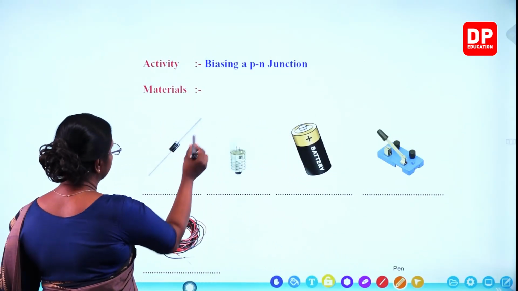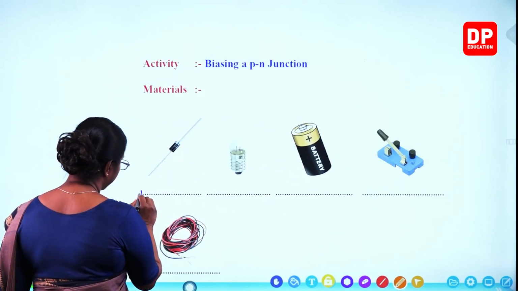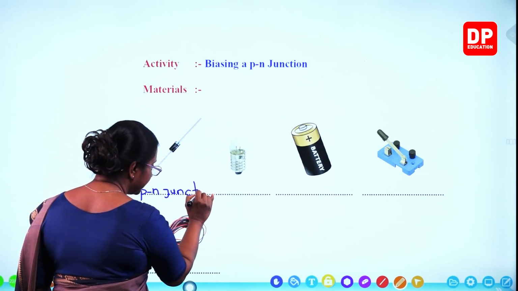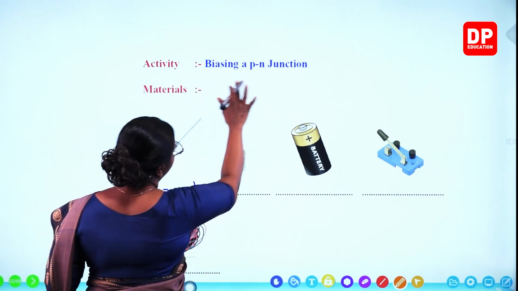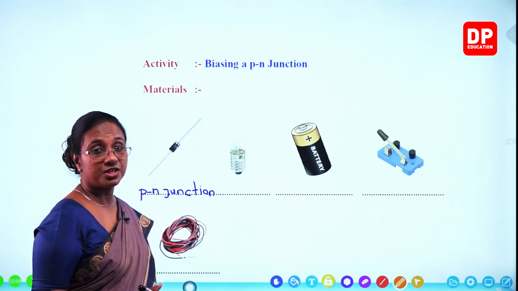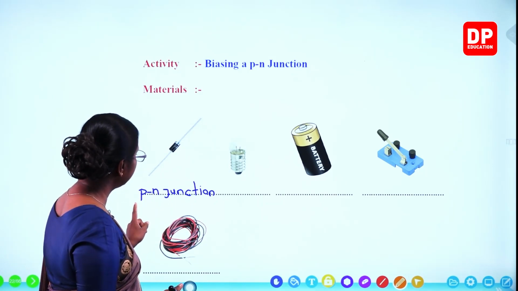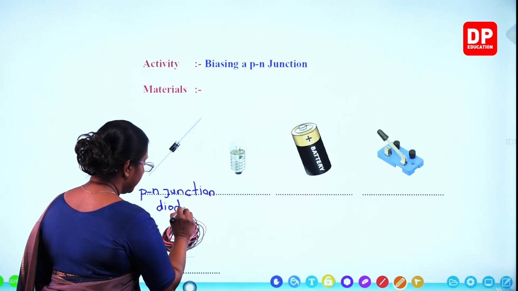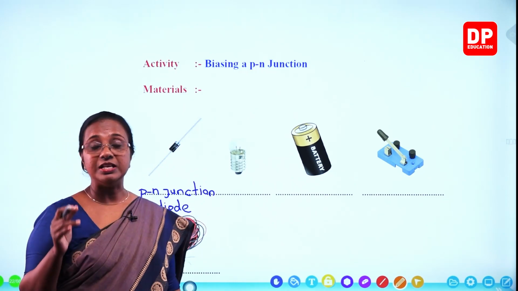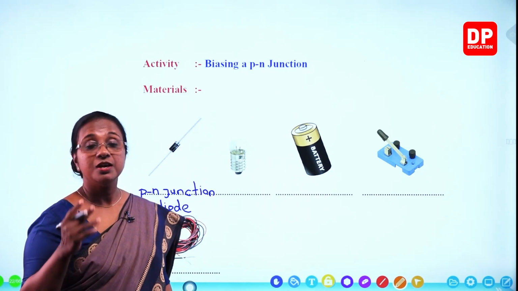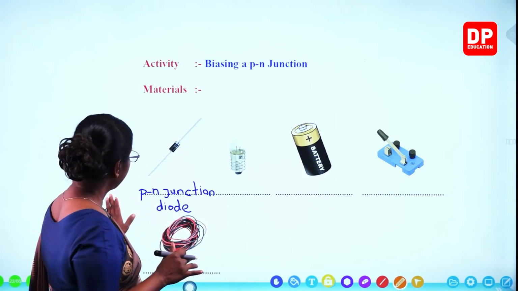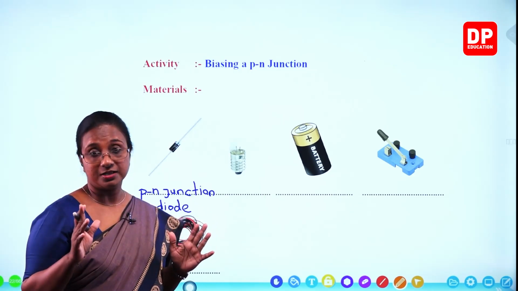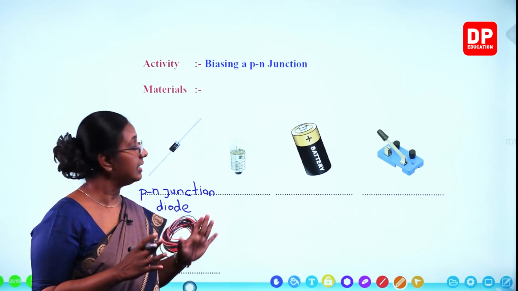So, here we need a PN junction diode. We need the PN junction because we are trying to observe the biasing of a PN junction. To get the PN junction, we have a PN junction diode. Now, there are different numbers to indicate different types of diodes. We choose one of those diodes as the PN junction diode. So, that will have the PN junction with the depletion layer in it.